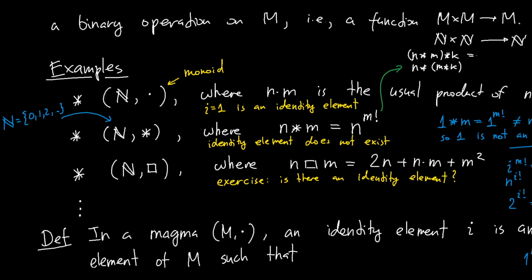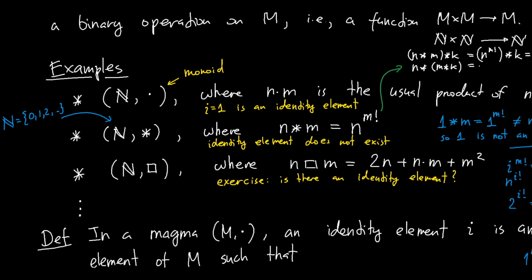So let's look at the first one first. We evaluate the terms as they appear in brackets, right? In the usual way we compute expressions like this already from school. So what is n star m? That's n to the power m factorial. And now we have to take a star of this with k. So that will be n to the power m factorial to the power k factorial, right?